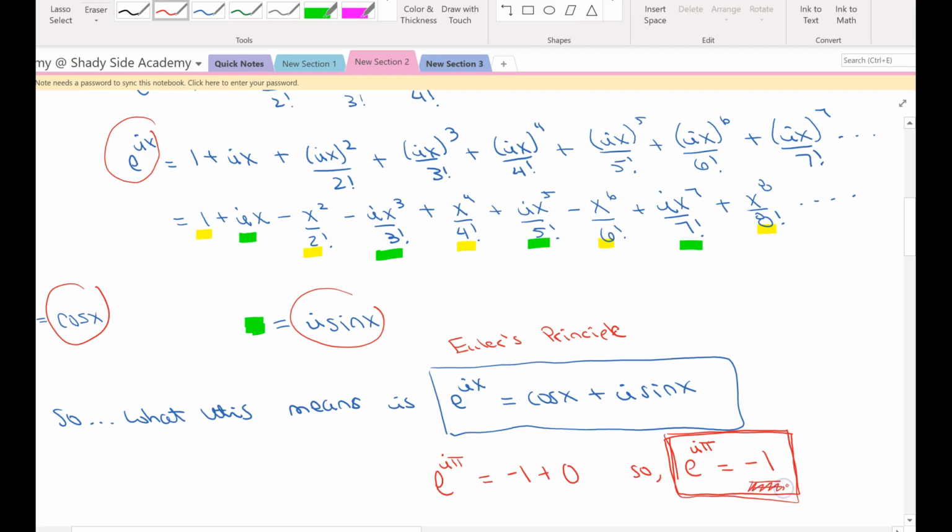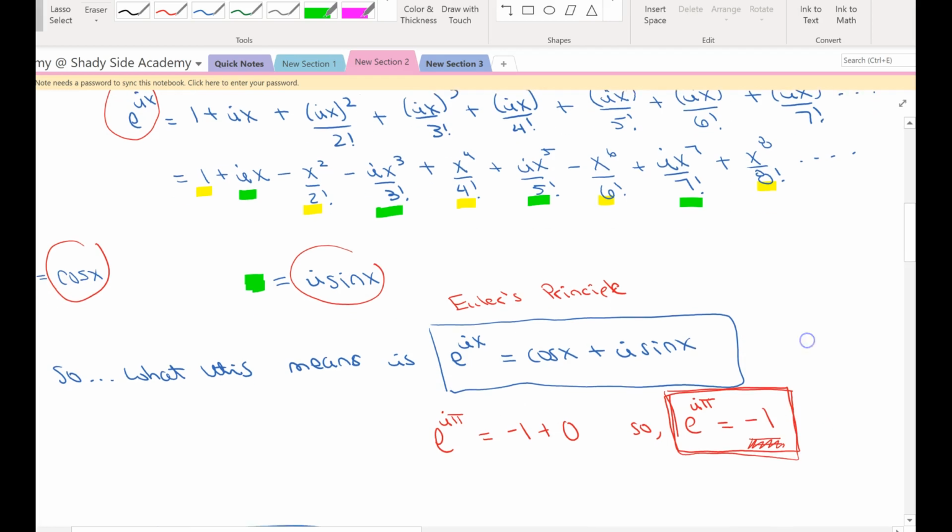It's just amazing, isn't it? Absolutely amazing, right? And there are a whole bunch of things that you can play around with this. I mean, this gives you some incredible things like e to the i times pi over 2, for example, is going to equal 0 plus i, or e to the i times pi over 2 equals i.